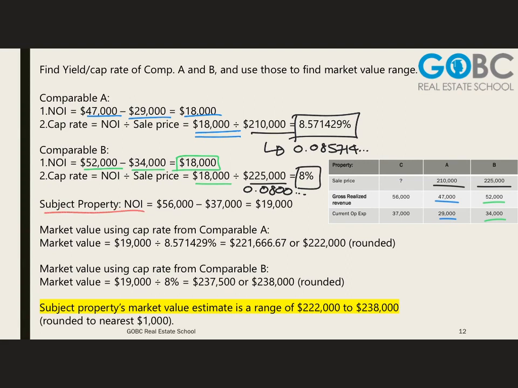Then we find the subject property's NOI. They've given us those numbers. 56,000 minus 37,000 is equal to 19,000, and then we use that NOI for both calculations for market value, and we just use each of these yields in order to do that. So we've got the first one here and the second one there, and you end up with market values of 221,666.67, which they've rounded to 222,000, and the other one is 237,500, which they've rounded to 238,000 because the $7,500 is considered to be closer to 8,000 than 7,000.